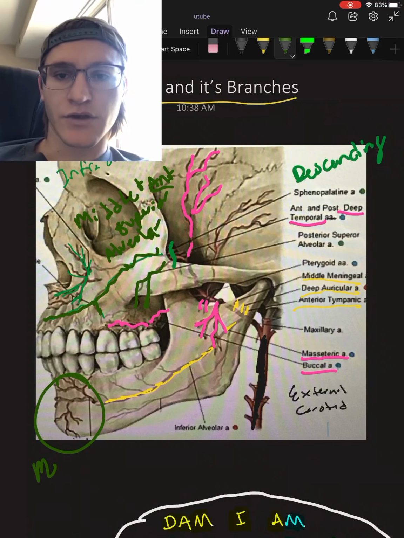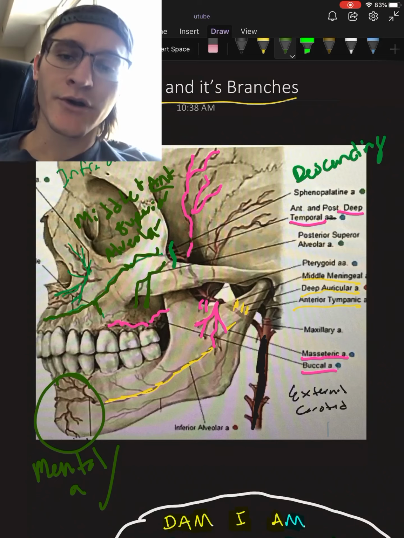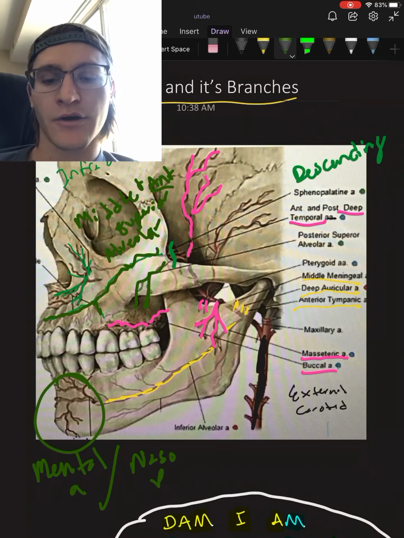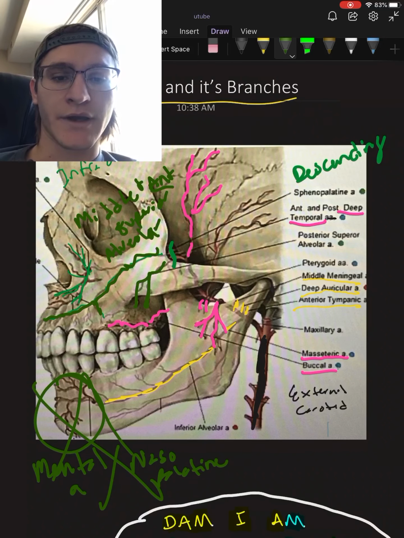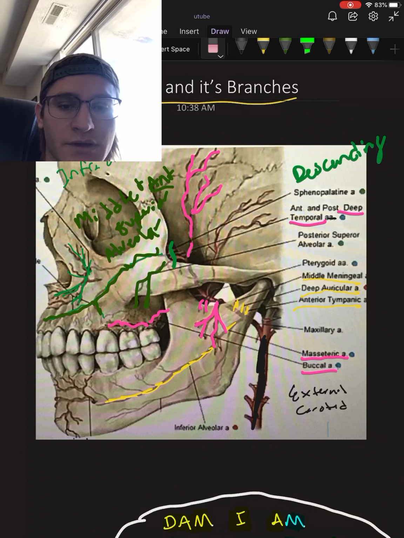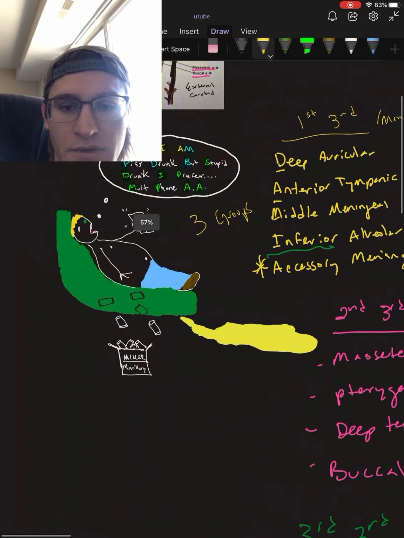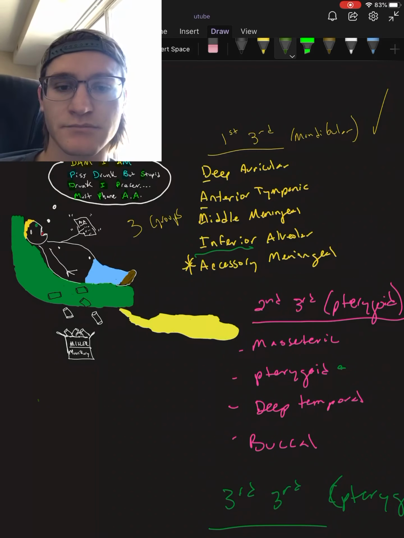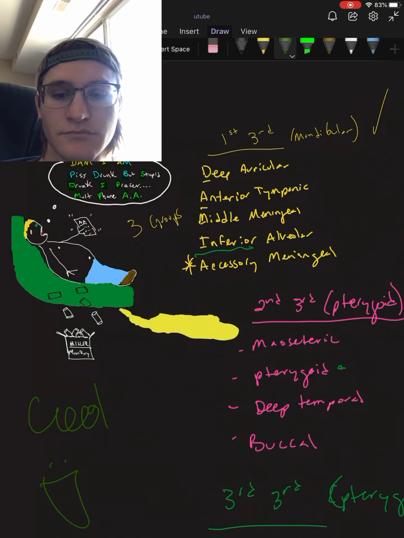So I'm just going to give you guys a little cue. That one, I know it looks like it's something, but that's either our mental artery or our nasopalatine arteries. That's not a part of our maxillary branches. That's why I'm not drawing that one in. And then the arteries looking like they're coming off the top over there on the right side are not it as well. So they're not a portion. So cool, thanks.